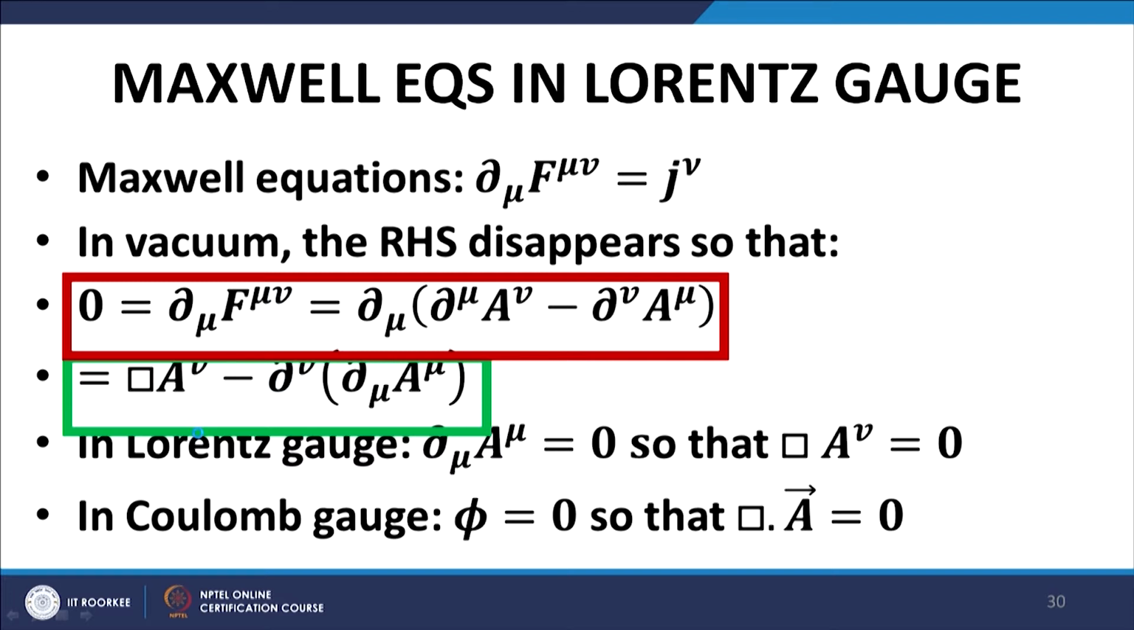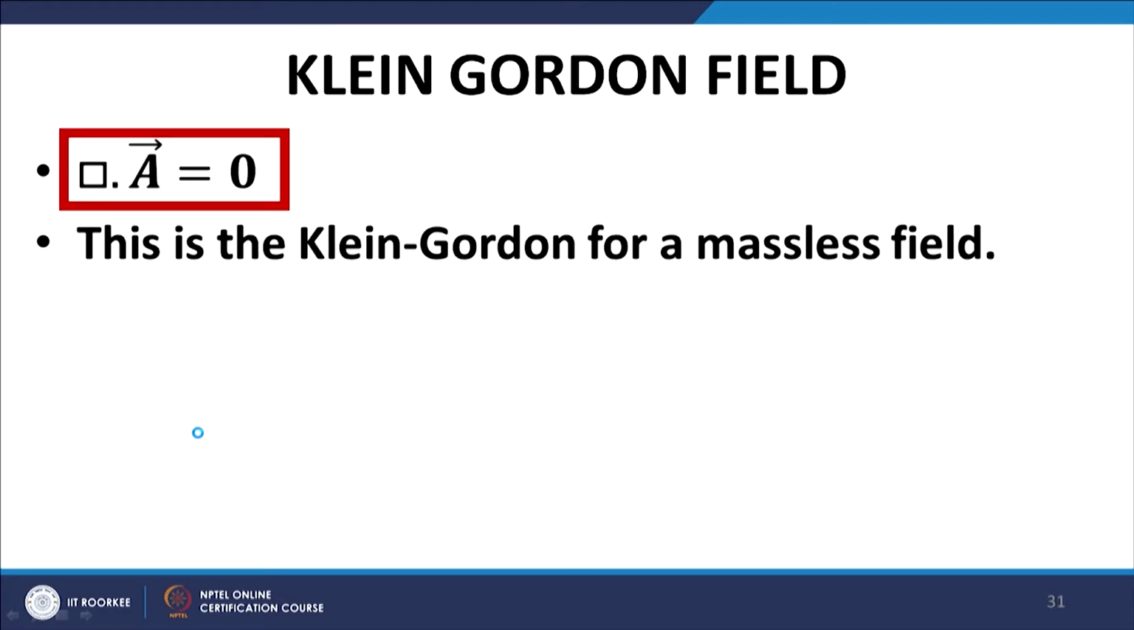Furthermore, in the Coulomb gauge, the time component of A also vanishes, phi is equal to 0, and therefore, we have box of the spatial A equal to 0. This is nothing but absolutely similar to the Klein-Gordon equation for the massless field.